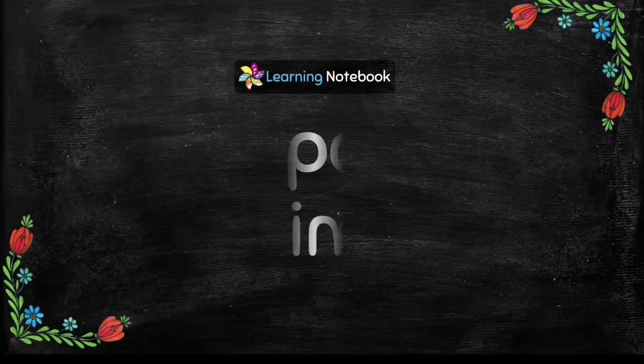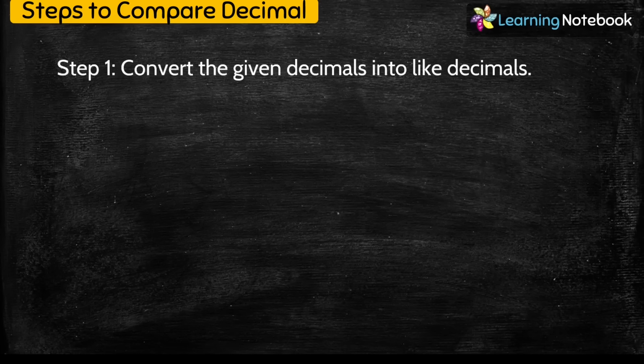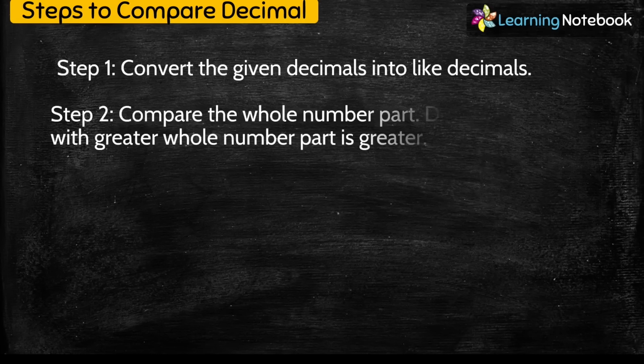Students, we have to follow some steps to compare decimal numbers. So let's learn these steps. Step 1 is convert the given decimals into like decimals. We just learned how to convert unlike decimals into like decimals. Step 2 is compare the whole number part. Decimal number with greater whole number part is greater.